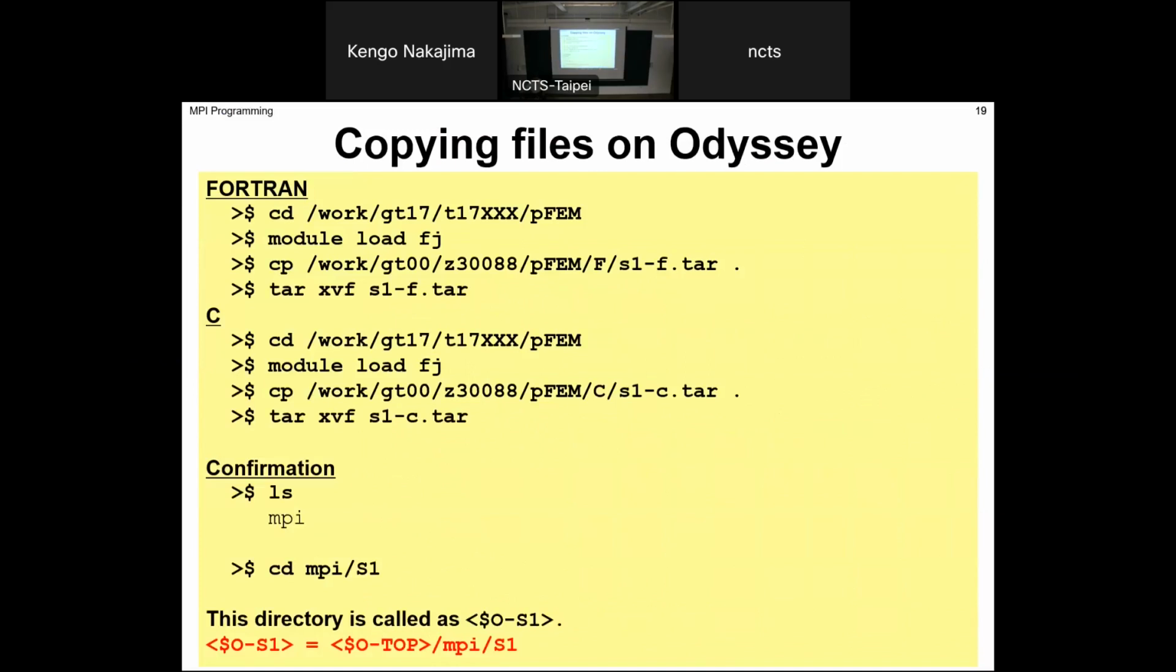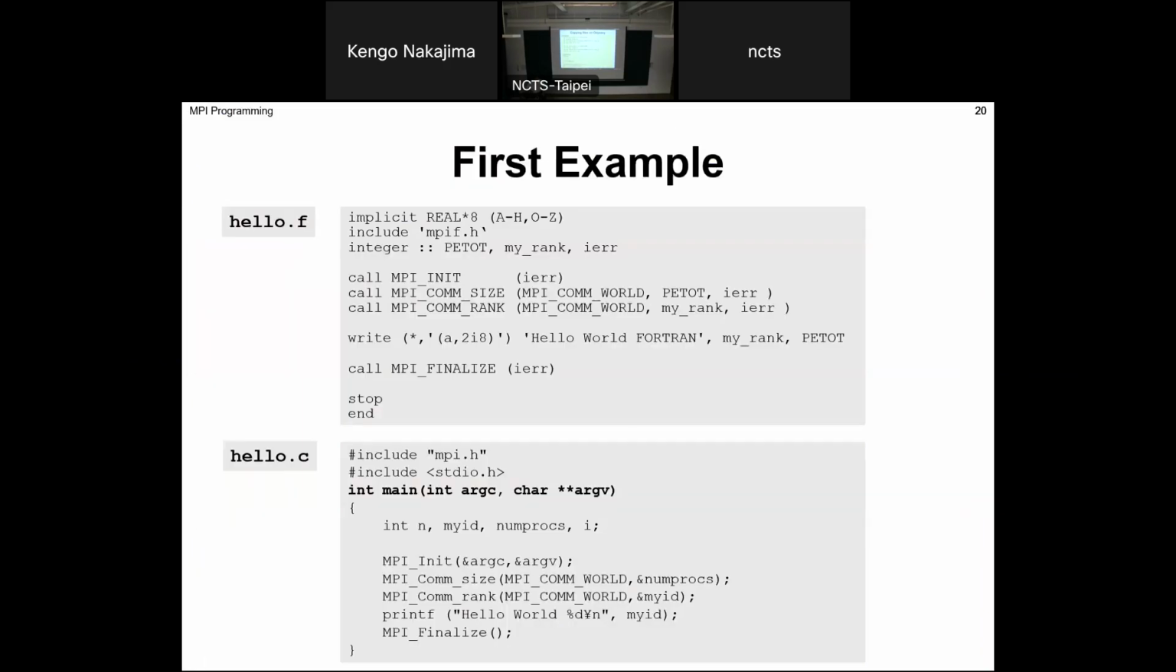So if you can enter the S1 directory, please don't forget it. Then the first example is hello.f and hello.c. Generally, when you run a programming language, the first thing is putting hello world on the screen. This is an MPI version for both Fortran and C.